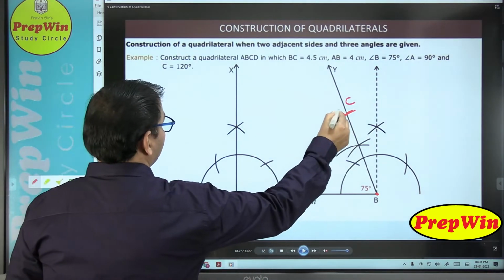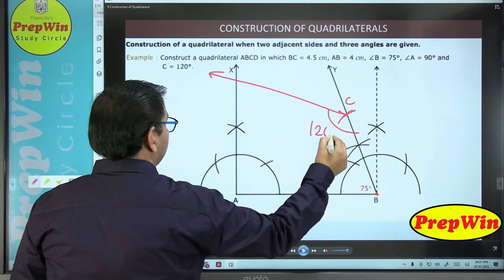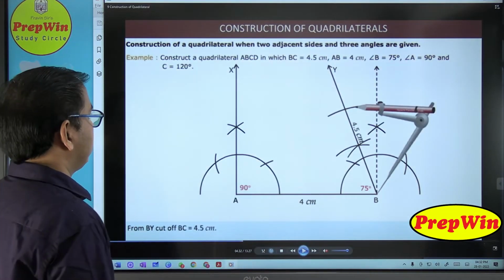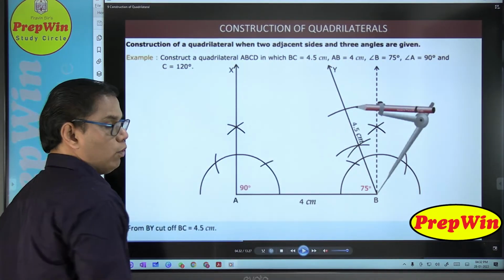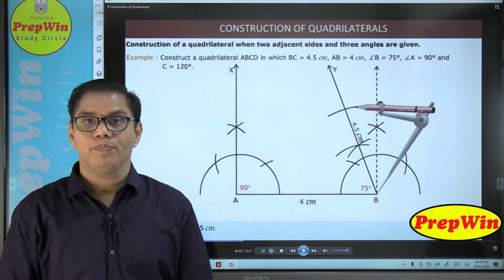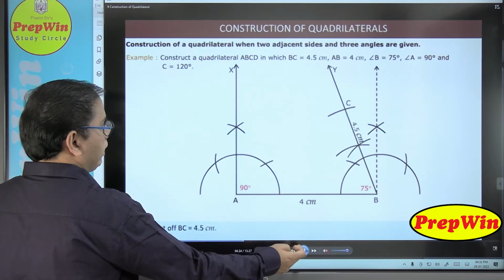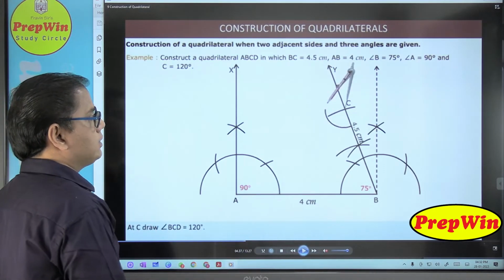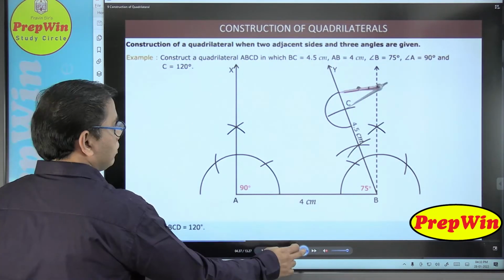From C we want 120 degree, the third angle. Cut this BC. BC is 4.5. We are getting point C. Now we have to draw angle C, which is 120 degree. Now carefully, 120 is easy. First draw a semicircle with C as a center. Draw the semicircle like this.